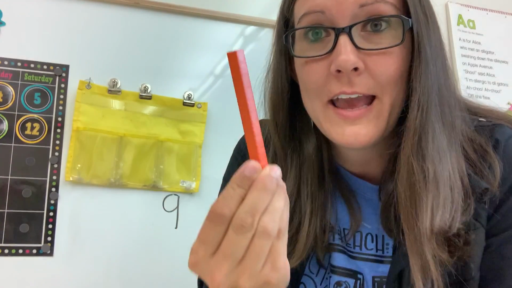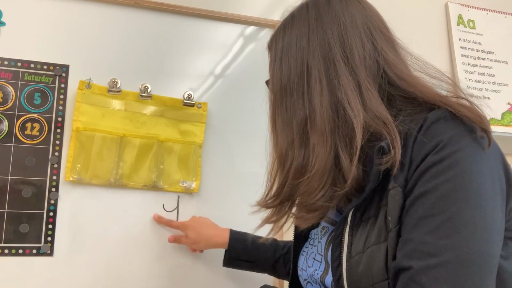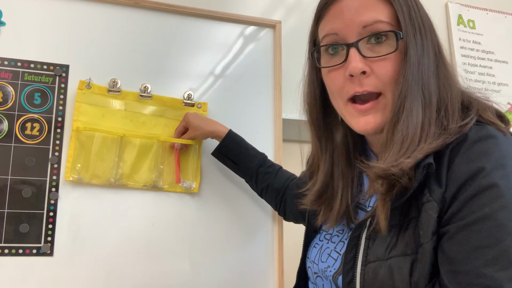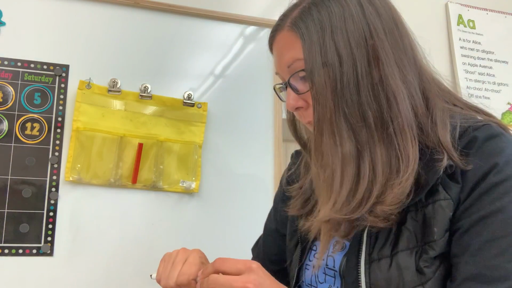So I took those 10 ones out and I traded them in for one of these. And I'm going to now erase this number. And those 10 ones come out of here. And that 10 goes in there. This is the tens column or the tens pocket.